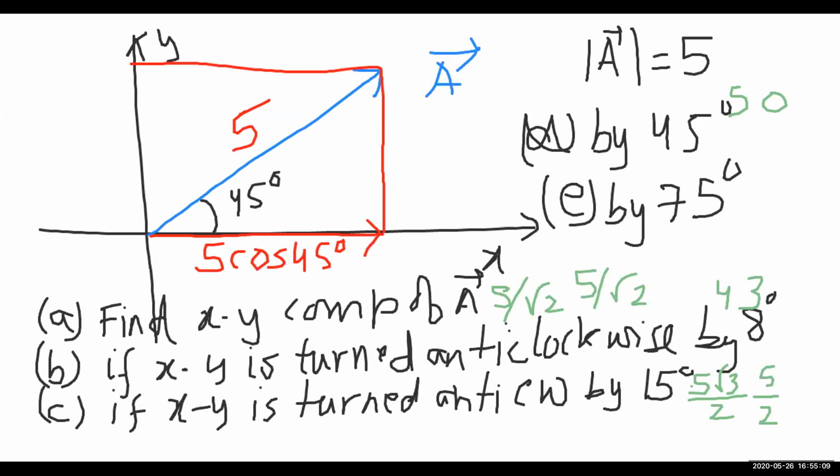और ये जो 75 डिग्रीज वाला है इसका हो जाएगा 5√3/2, -5/2. ओके.